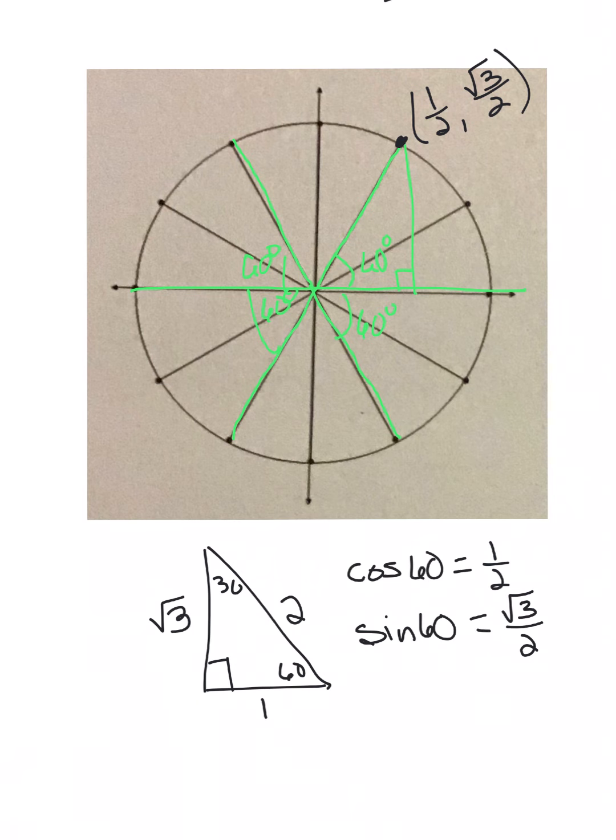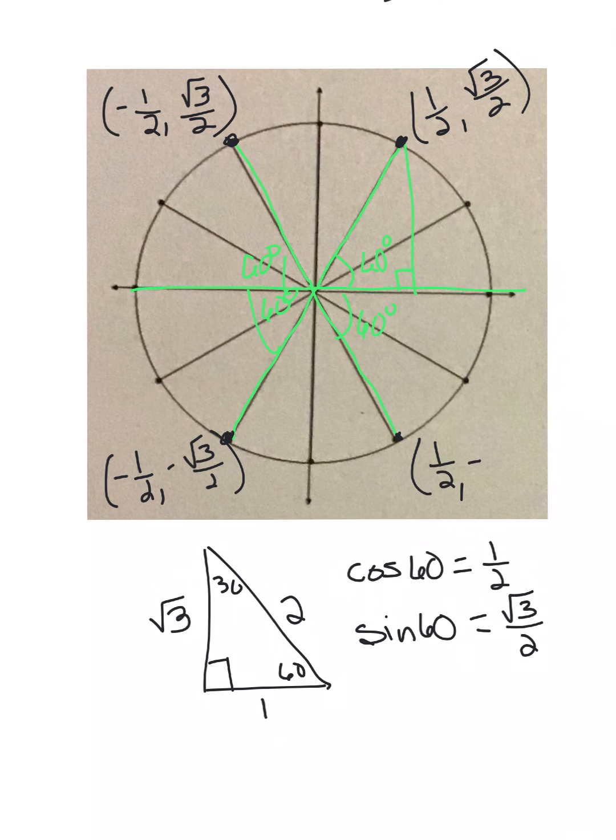Now, because this next point is also a 60-degree reference angle, the coordinates will stay exactly the same, but you must have a negative x. In the third quadrant, coming down to the point that's closest to the y-axis, the coordinates are the same values. Both of them must be negative. And then in the fourth quadrant, the x is positive and the y is negative.